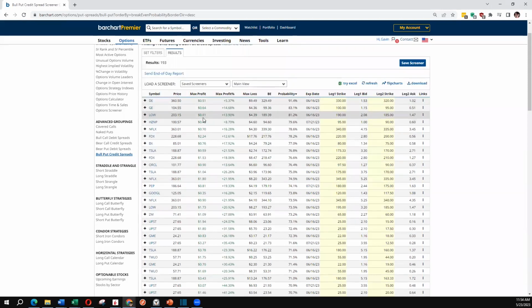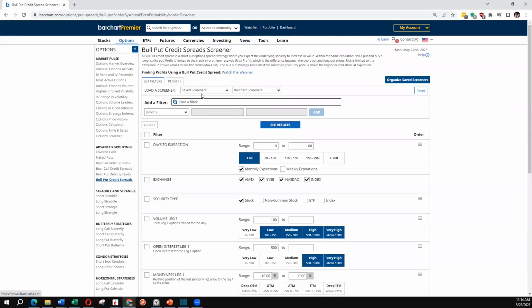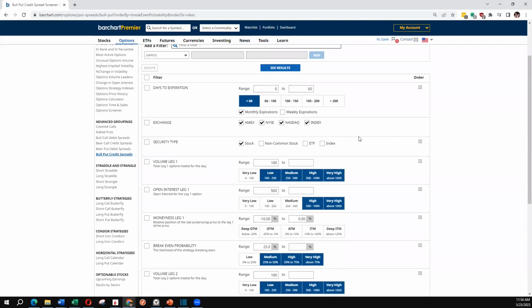Another thing that you might want to consider is just adjusting some of the filters. These general filters are pretty good, so they're fine as they are. Something I might like to do occasionally is include ETFs. I typically don't want to do really short-term spreads, so sometimes if we're getting close to that monthly expiration, we might get some results that are only 1 or 2 days to expiration. That's a bit too short-term for me, so I might go 15 to 60 days. I might include weekly expirations. That's a good thing to do as well.